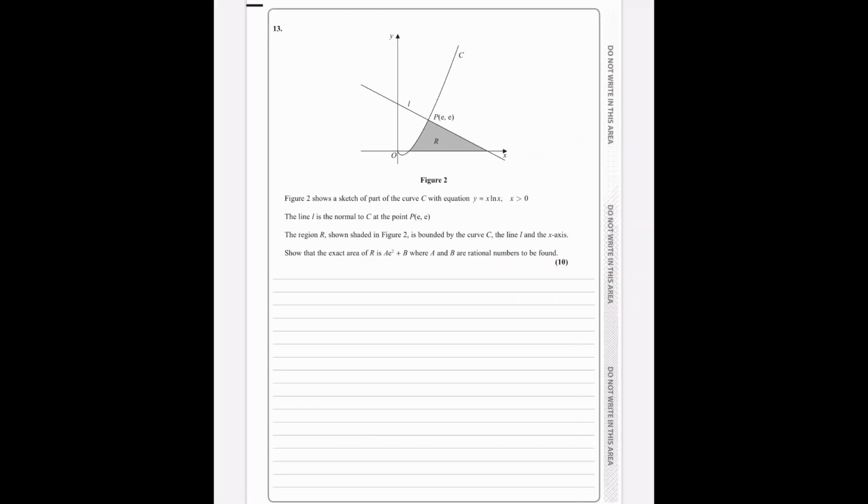All right, question number 13. So it gives us the equation of C, y = x ln x. First thing I want to do is work out when that's going to be equal to 0. So we get either x being 0, well that's not an interesting solution, or if ln x is equal to 0, then we get the other solution, which is 1, so I'm going to mark the 1 on there.